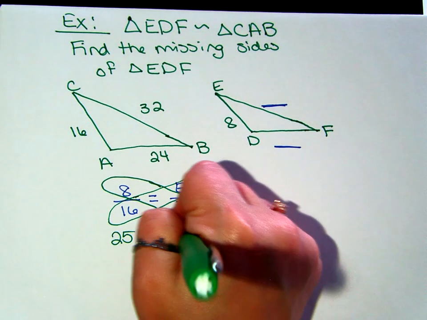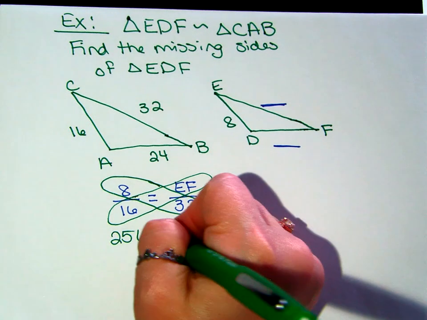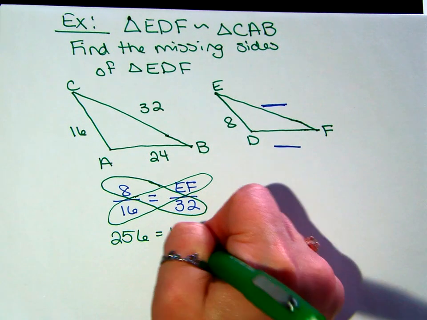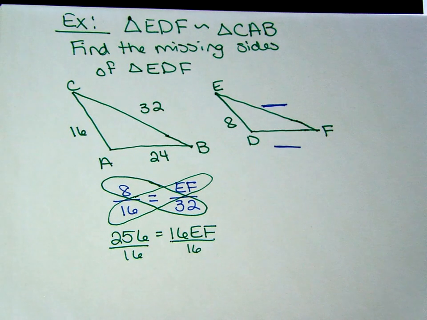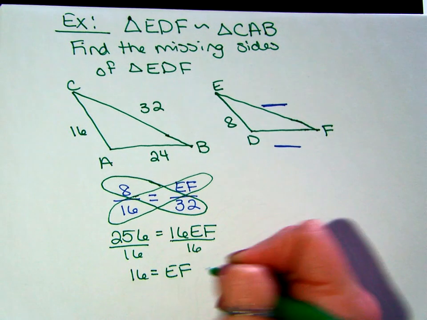If you don't want to write it as EF and you want to call it X or something like that, you totally can. I like leaving it as EF so I know which side I'm actually talking about. To solve, I would divide both sides by 16. And I find that EF equals 16. So that's this side measure.